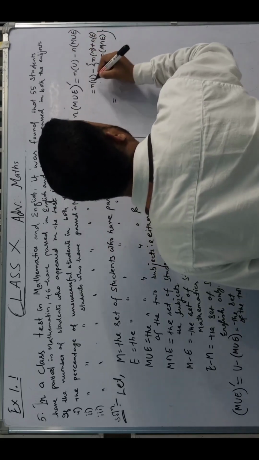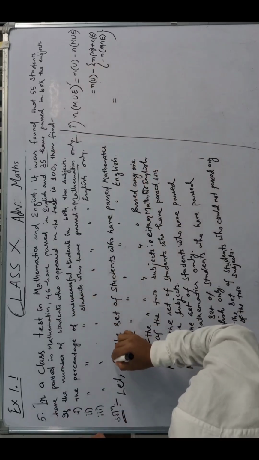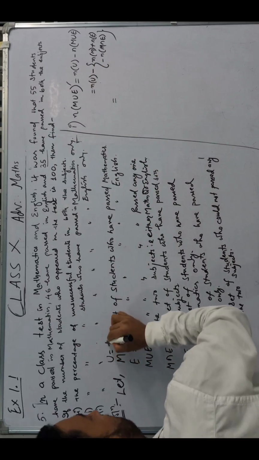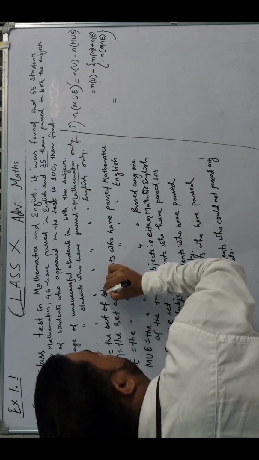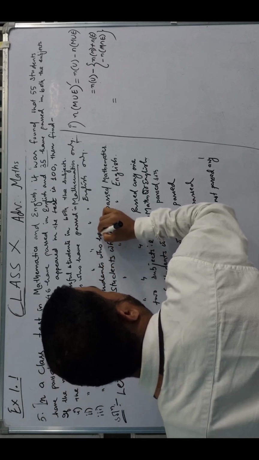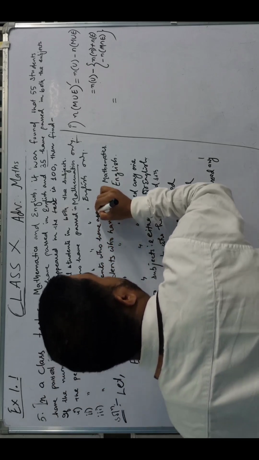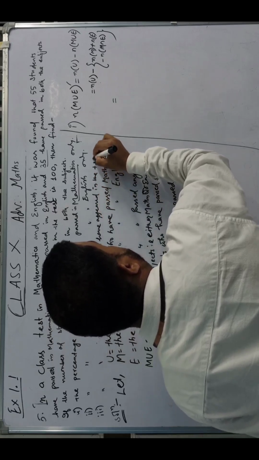So what is number of U? Number of U means the students. Here you can write U also. The set of students who have appeared in the test.